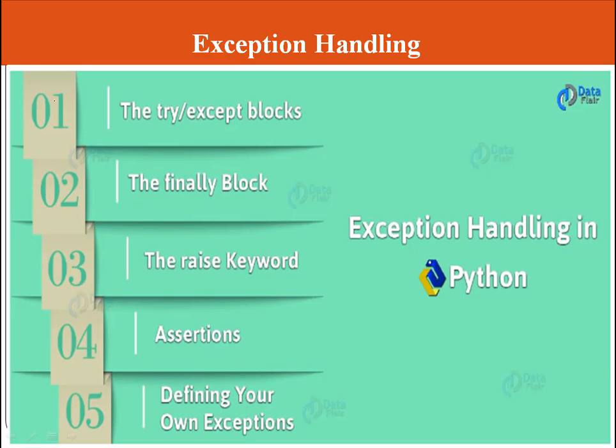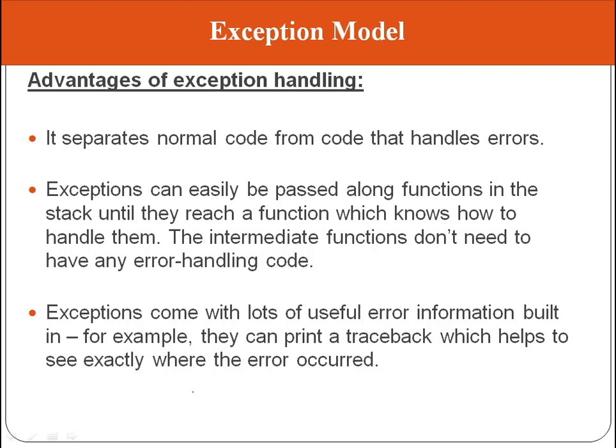So when we talk about exception handling, we have try except blocks, we have the finally block, we have the raise keyword, assertion, and how to define your own exceptions. So what are the advantages of exception handling? It separates normal code from the code that handles errors. Two types of code will be there: one is your normal code, and another is the code that is handling your errors, right?